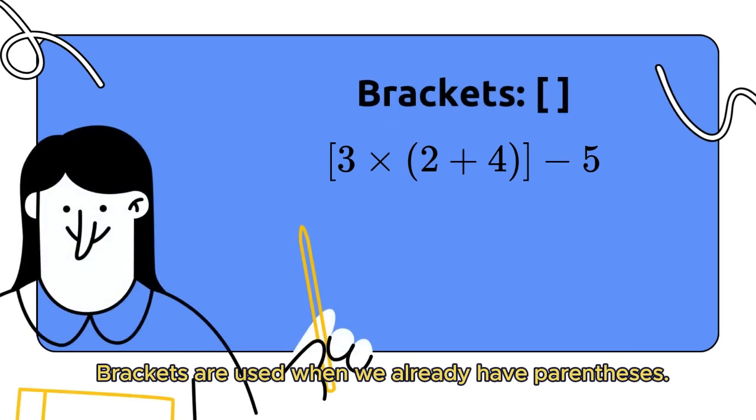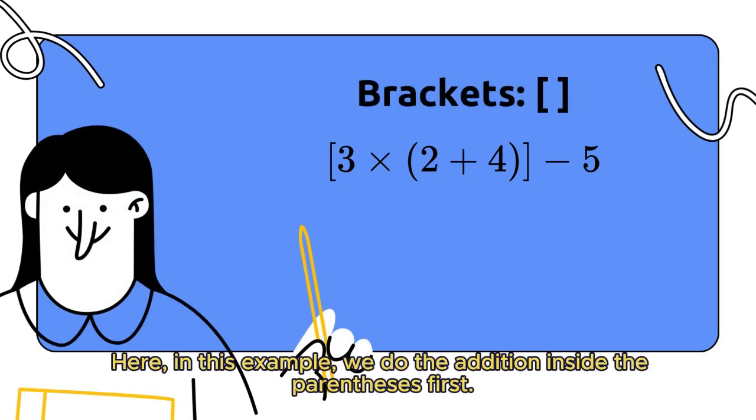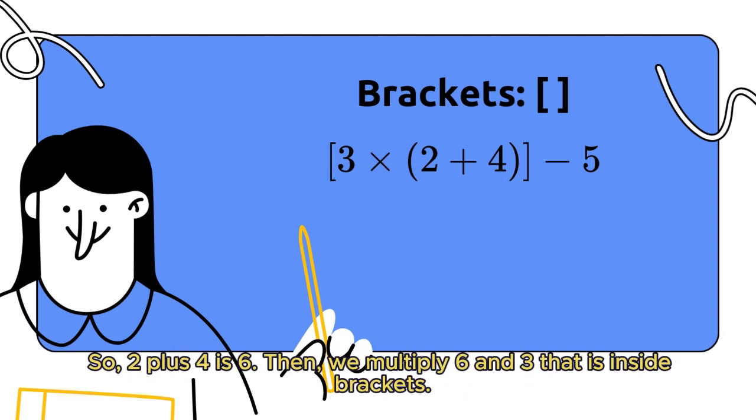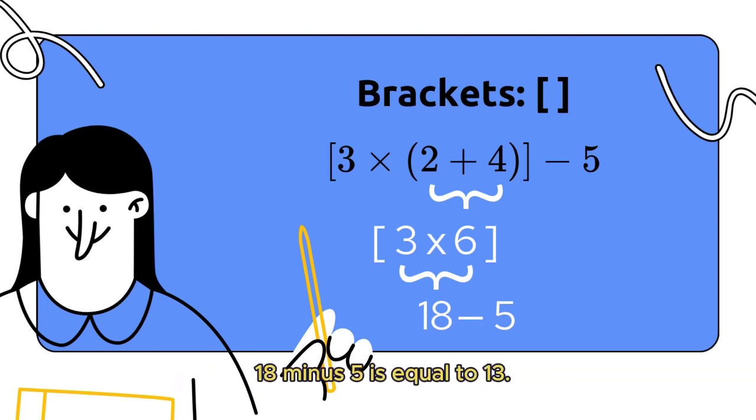Brackets are used when we already have parentheses. Here, in this example, we do the addition inside the parentheses first. So 2 plus 4 is 6. Then, we multiply 6 and 3 that is inside brackets. 6 times 3 is 18. Now, we subtract the result. 18 minus 5 is equal to 13.